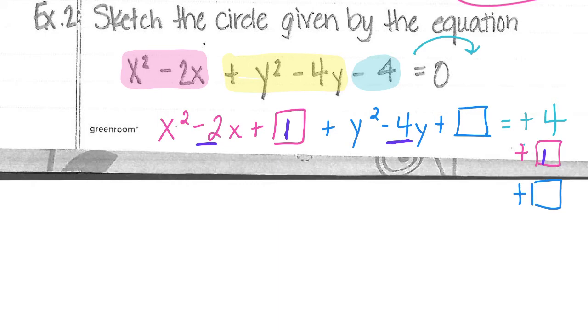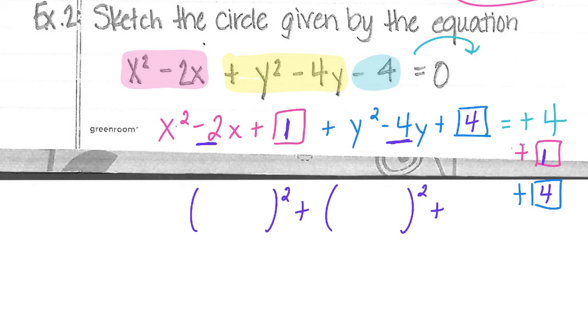If you need to see the video, go to my Algebra 2 playlist, and I believe it's in chapter 7-2. It's called Completing the Square. Half of -4 is 2. 2 squared is 4. And the reason we complete the square is we want to make things perfect squares. I forgot to add the 4 over.